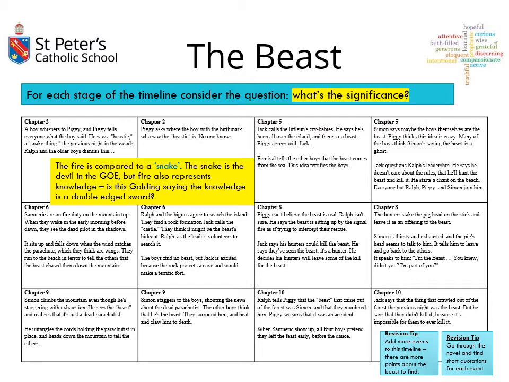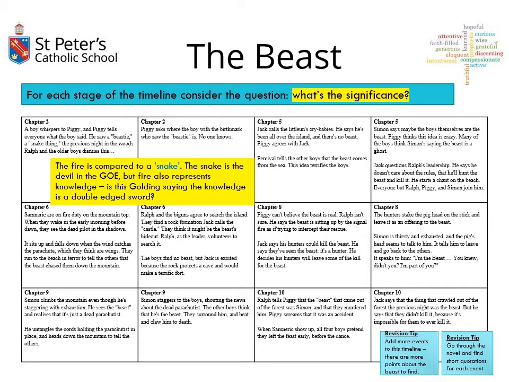So what you can do is use a symbol or a character or a theme, and you can track that through the novel, because as a byproduct of that, you will be refreshing your memories of the events in the novel. So this is a timeline going from chapter 2 in this case all the way through to chapter 10, where each stage considers the significance of the beast.